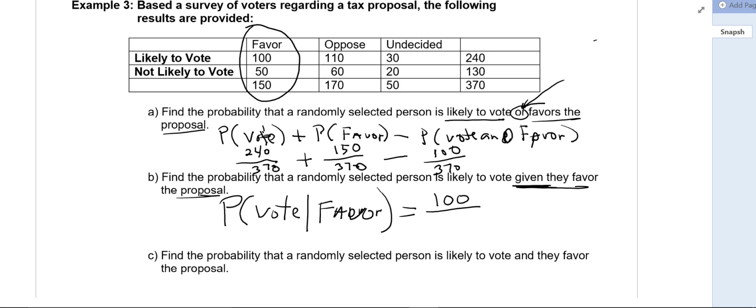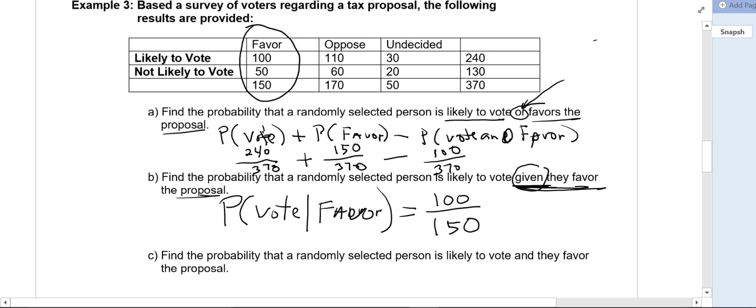100 that are likely to vote. So, all right, there is a total of 150 people in this sample space. Once again, here's a key word here. When you see this word given, you are talking about a conditional probability. You need to ask yourself, how is the sample space affected by the given information?